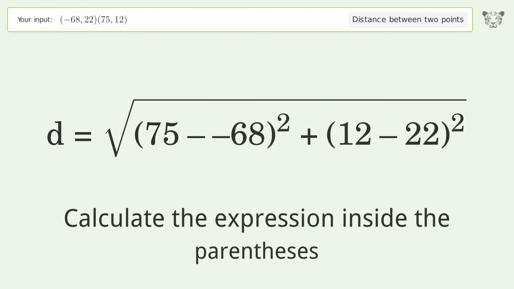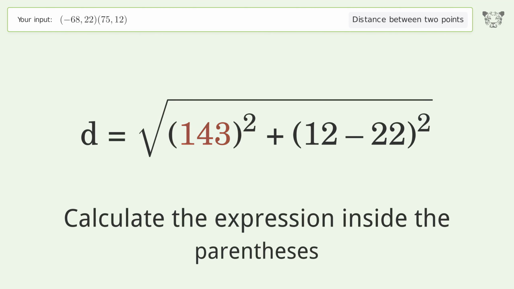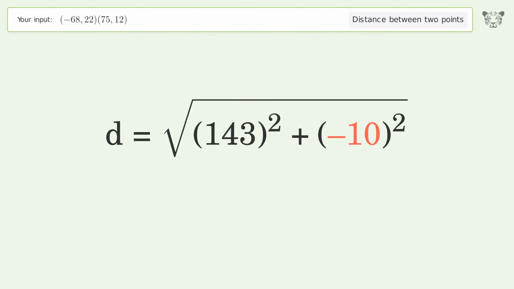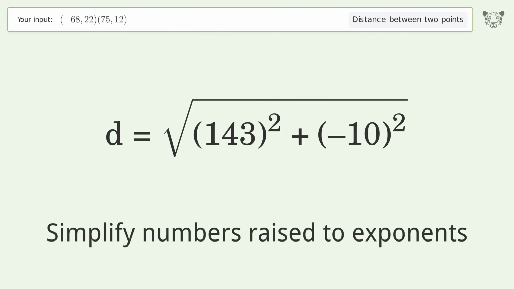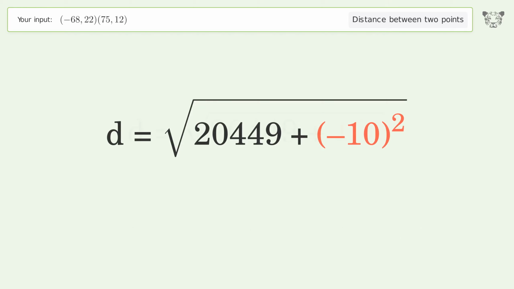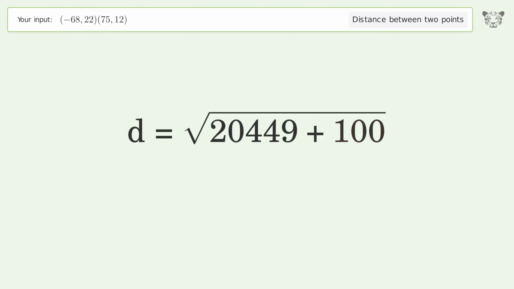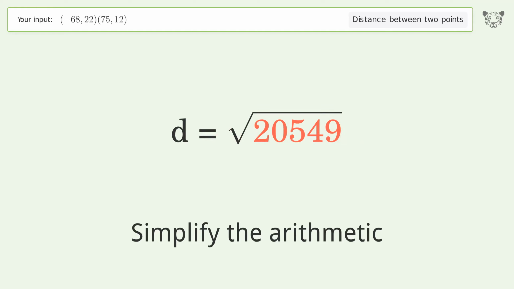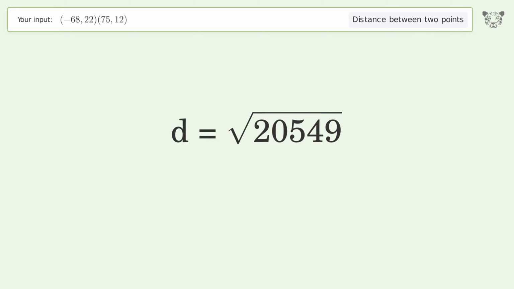Calculate the expression inside the parentheses. Simplify numbers raised to exponents. Simplify the arithmetic. And so the distance between the 2 points is the square root of 20,549 or 143.349.